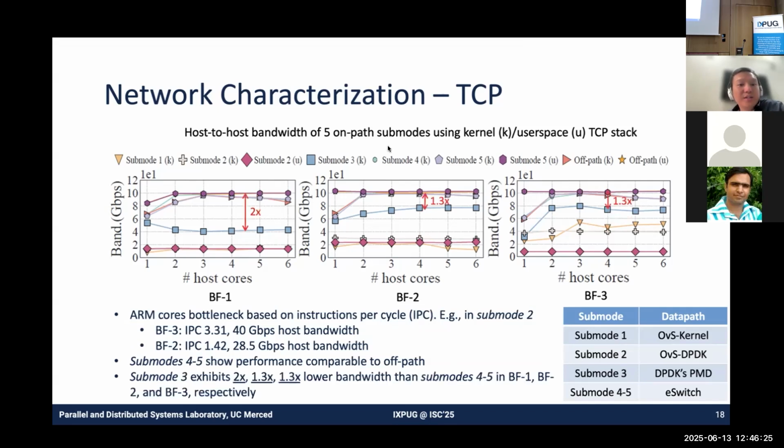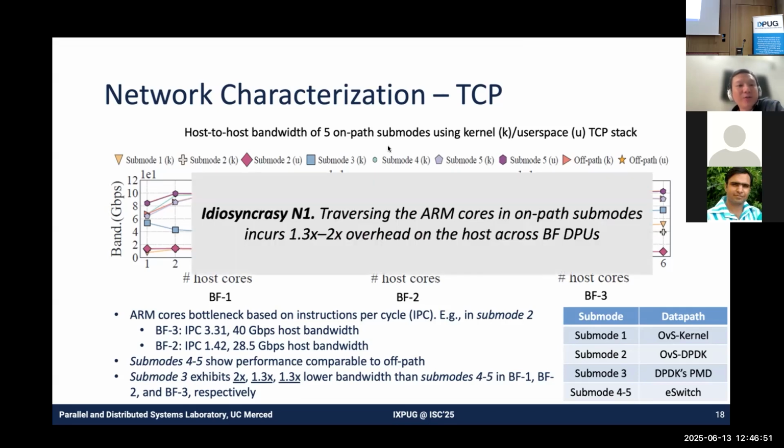And we also see that if you compare submode 4 and 5, they show performance comparable with off-path mode, which means submode 4 and 5, with the hardware offloading, can achieve much better performance. If you look at the IPC number, that actually shows why the bandwidth gets improved as well. So overall, as I mentioned earlier, if the packet travels over the ARM cores in the on-path submodes, it will incur a significant amount of overhead on the host across different BlueField DPU generations.